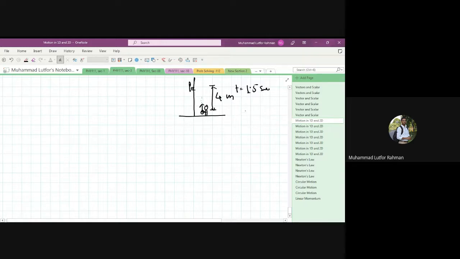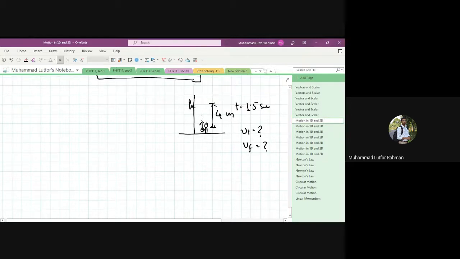Now the question is, what was the velocity it was thrown with? That means the initial velocity, you can write v i, and what was the velocity before it was caught by your friend? So at what velocity did you throw the ball towards your friend? And what was the velocity just before it was caught by your friend? So I want to know these two unknown quantities.